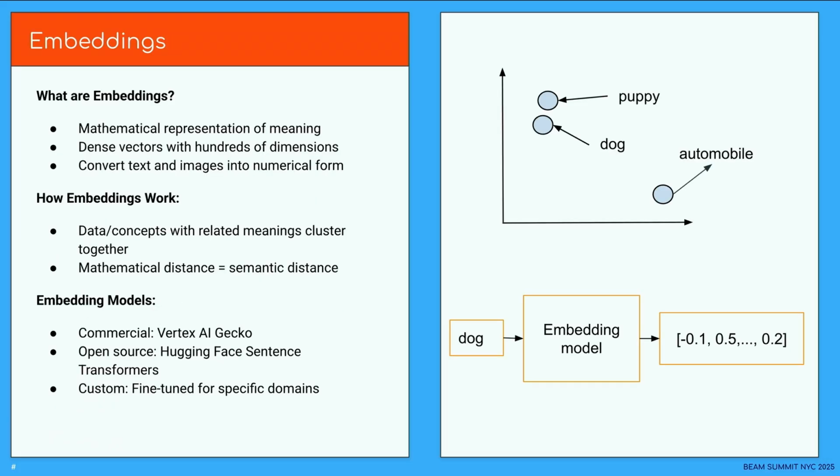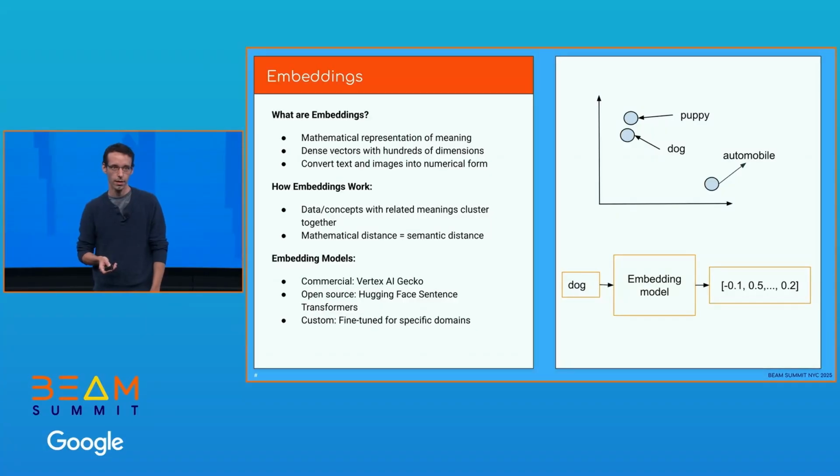So firstly, what are embeddings? They're a mathematical representation of the meaning of some sort of data. Embedding models take the data and turn them into vectors with hundreds of dimensions. This can be text or images. And a key characteristic is that similar vectors or similar concepts cluster together in vector space. So here's an example: puppy and dog might cluster together.